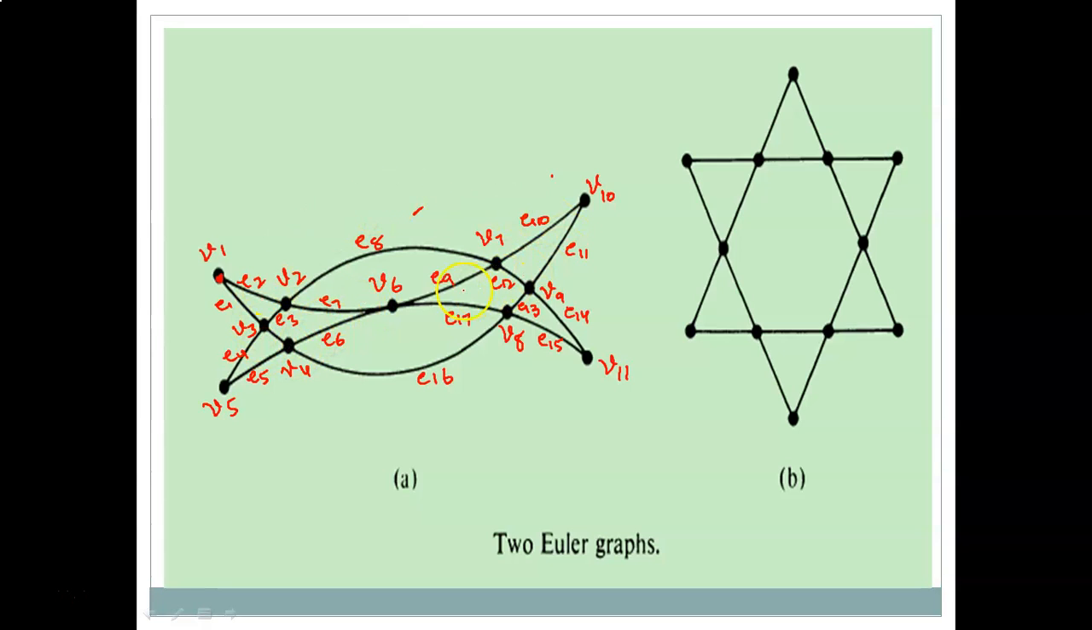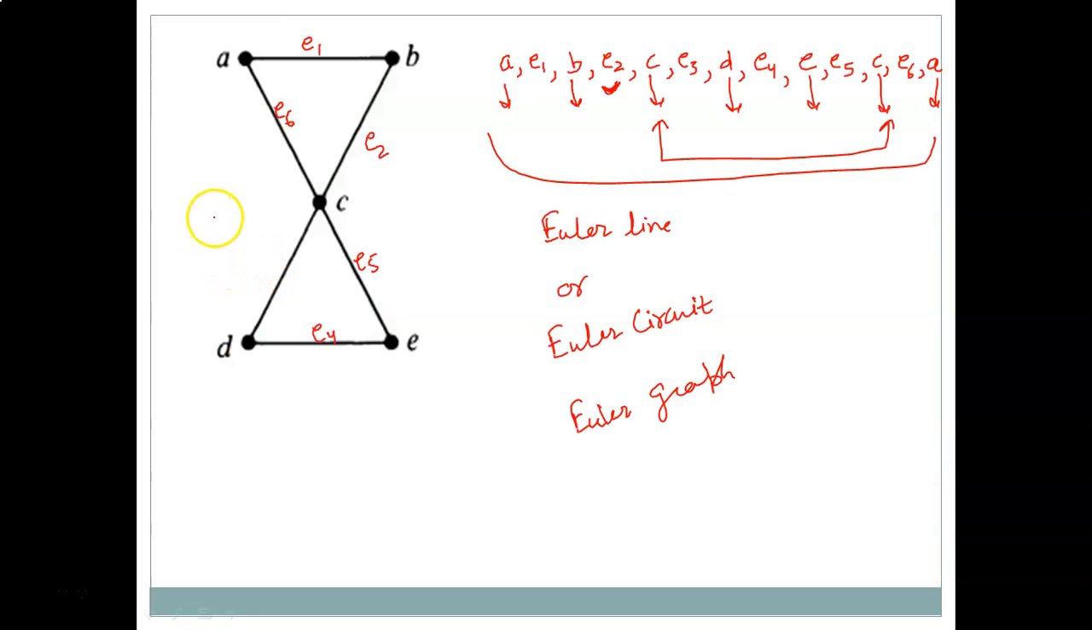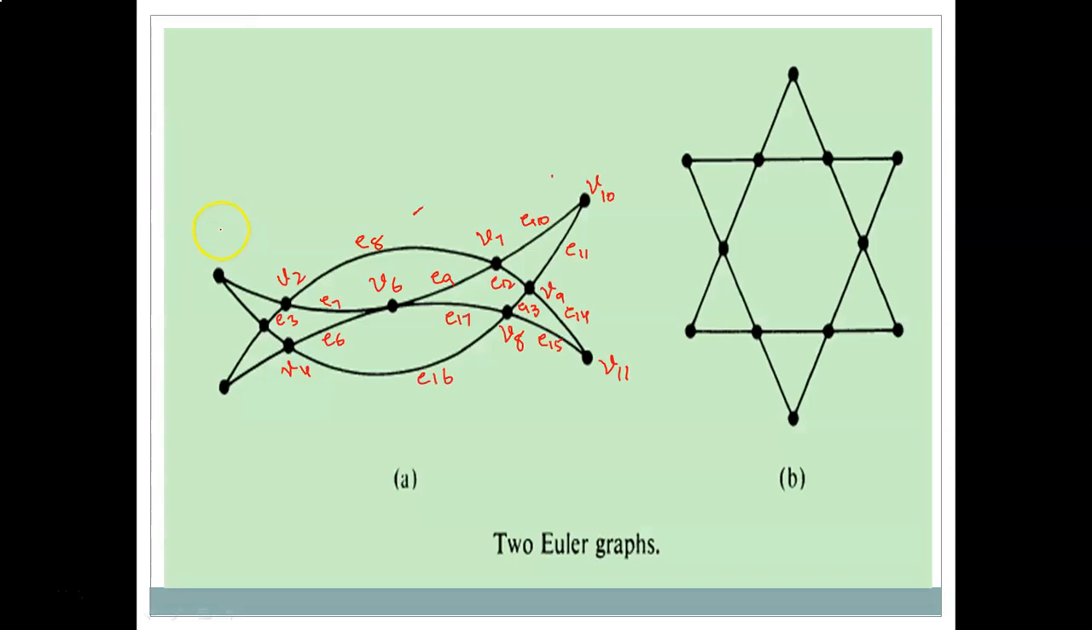Then from this graph, you can find an Euler line, or you can find an Euler circuit. So how can you describe it? You can describe it in the same manner as is done in this case. This was the simple example here. Then some more complicated Euler lines can be there.